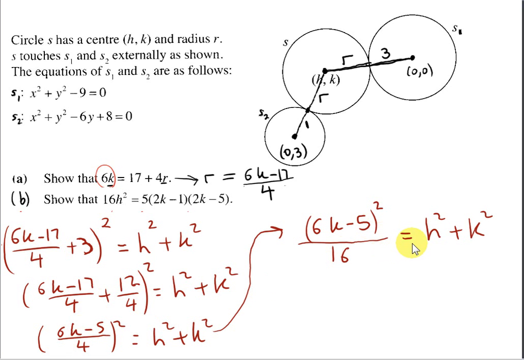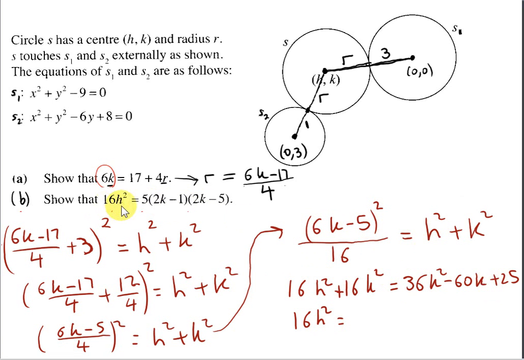I'll multiply both sides of this by 16, and I'll turn it around at the same time. So multiplying the right hand side by 16 gives 16h squared plus 16k squared. And I'll expand this out because at the end of the day the quadratic involving k has been factorized. So if we expand this out, 6k times 6k is 36k squared. We have minus 30k times 2, that's minus 60k, and then we have plus 25.